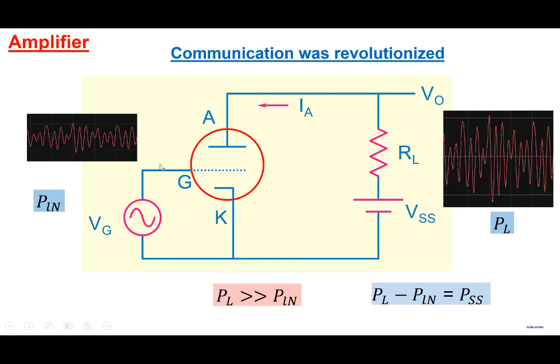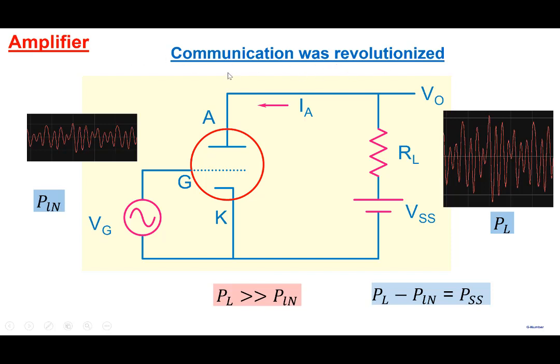But with the amplifier now enabled by the triode, what one could do is, after transmitting an audio signal, let's say over a certain distance, before it becomes too weak, you amplify it again and then transmit it again for a certain distance. And then before it becomes weak again, you amplify it again and transmit it. Thereby, you can transmit signals thousands of kilometers, and therefore long distance communication was revolutionized.